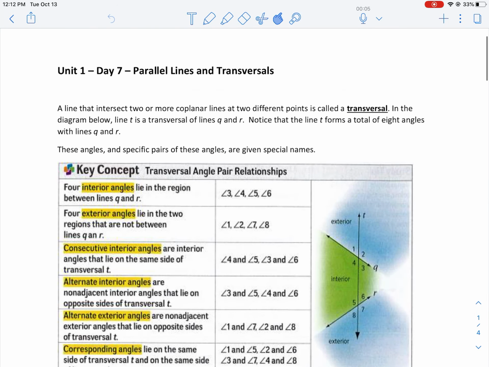Okay, hello everybody. We're going to be talking about parallel lines and transversals. First thing we want to talk about is what a transversal is. A transversal is a line that intersects two or more coplanar lines at different points.